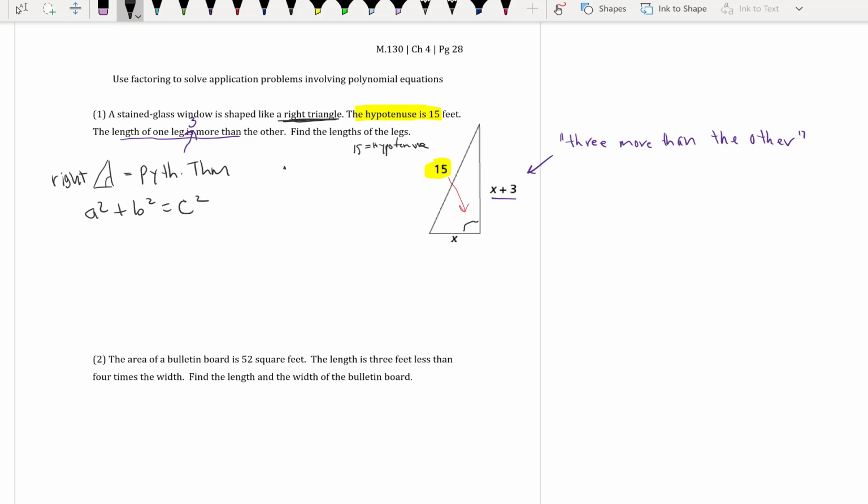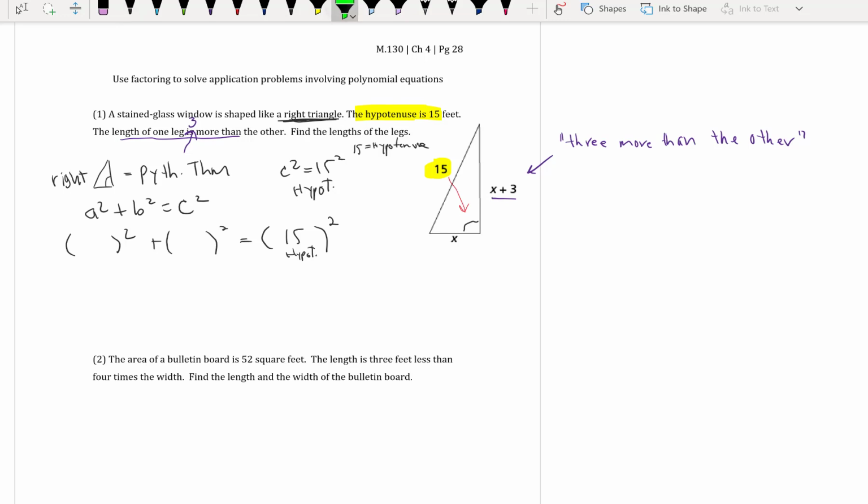And our c squared is equal to 15, which is our hypotenuse. So what we really have is one of the legs squared plus the other leg squared is equal to your hypotenuse squared. And like I said, we already had the hypotenuse. The hypotenuse was already going to be a 15. So we already knew that was going to be our hypotenuse.